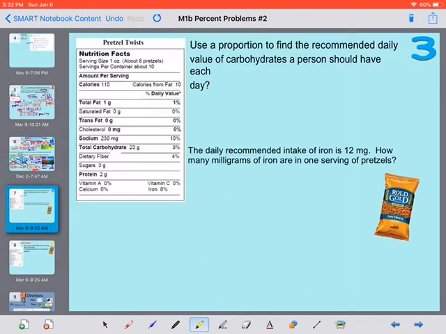All right, next couple questions are about pretzel twists. It says use a proportion to find the recommended daily value of carbohydrates a person should have each day. So carbohydrates, it says total carbohydrates right here, so that's the row that we are going to look at. We want to know how many grams of carbohydrates we should have each day. So we know that the pretzel twists are giving us 8% of what we need out of 100% total. And that 8% is really 23 grams.